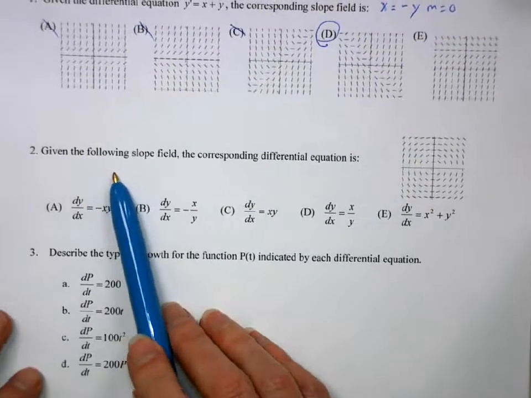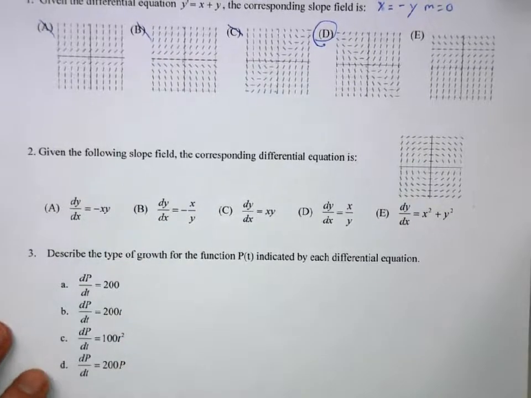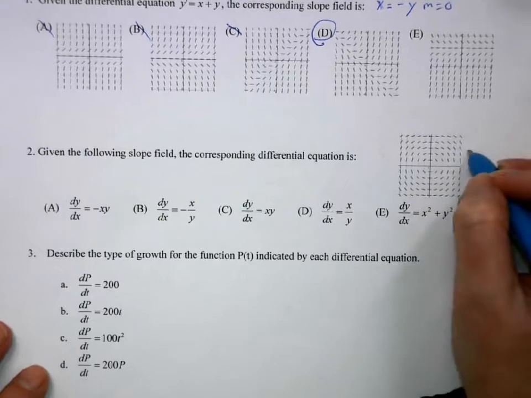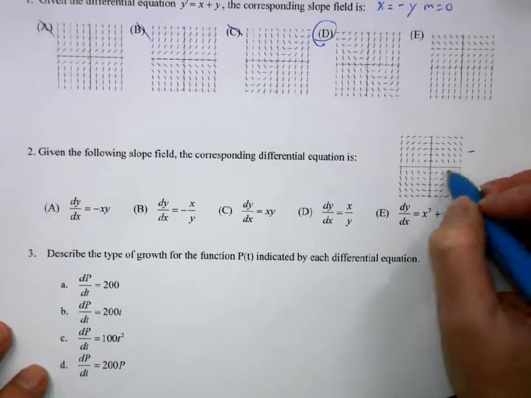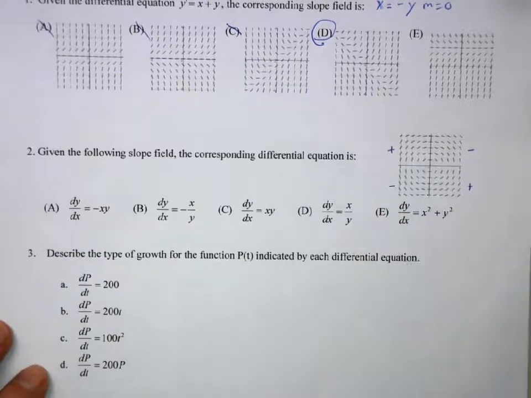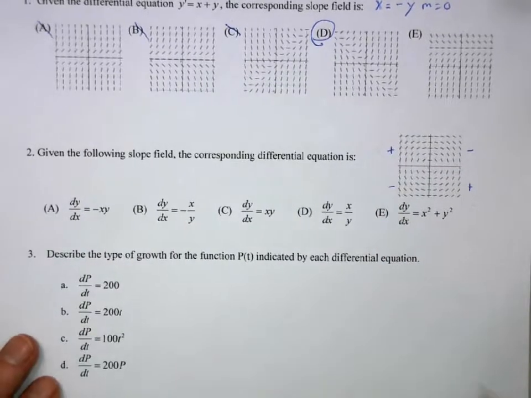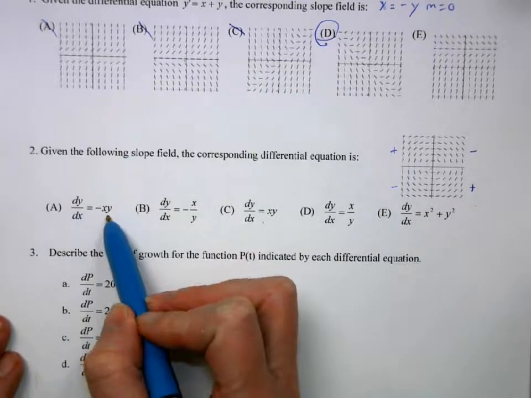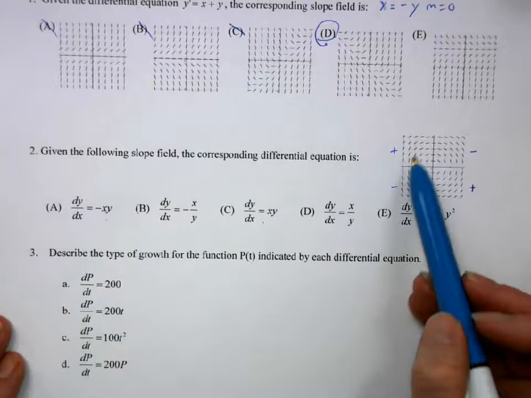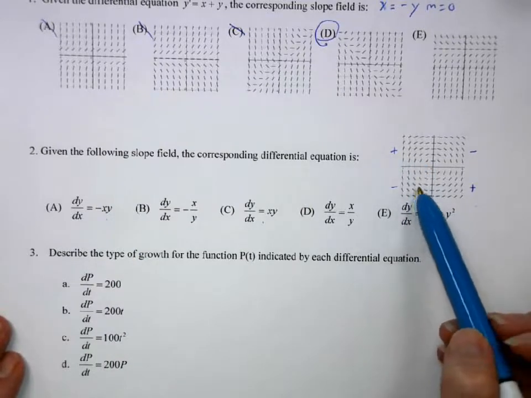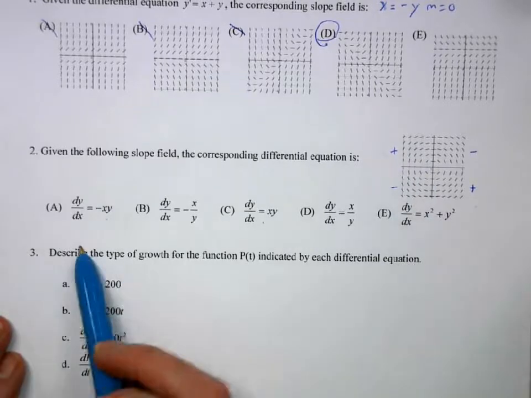The next one, which corresponds to the different equations? Well, if I look here, all my slopes in this quadrant are negative. All my slopes in this are positive. These are negative. These are positive. Okay, so looking at these, this one would be negative in the first quadrant, but it would be positive in this quadrant. No.